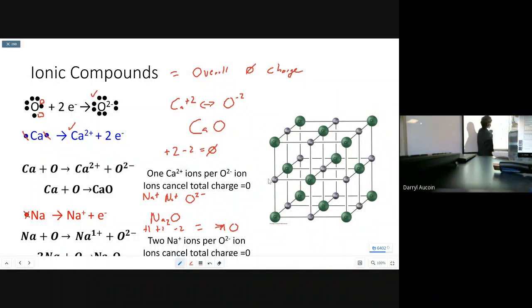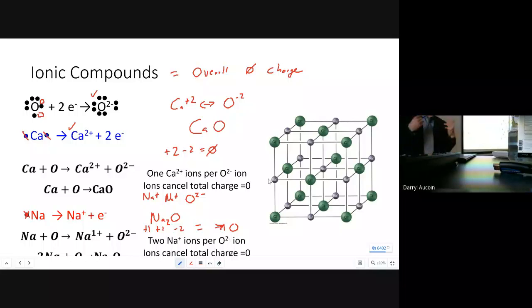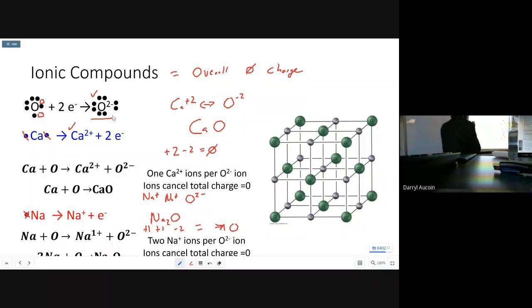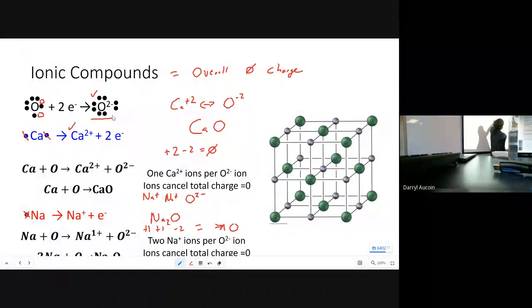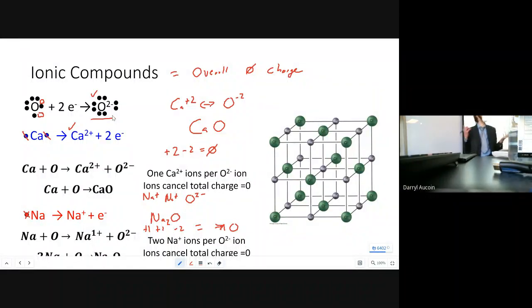So for these molecules, whenever you're working with ionic compounds, something on the left side of the periodic table like calcium, something on the left side like sodium, Na, and something on the right side like this O2-, as long as you have the right charges, everything balances out to 0.